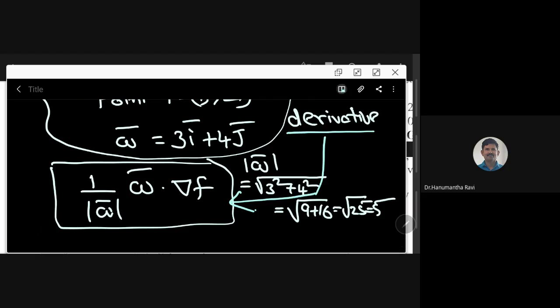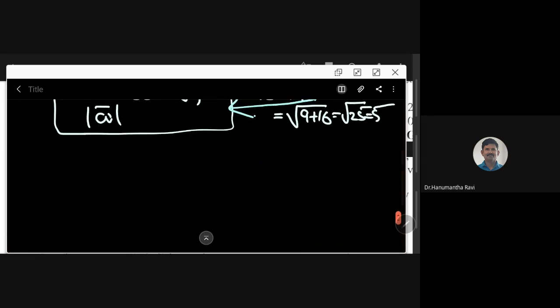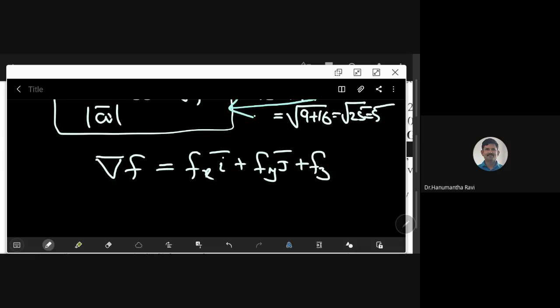Now we need to calculate what is grad f. So what is the formula for grad f? Grad f is f_x i bar plus f_y j bar plus f_z k bar. This is the grad f formula.